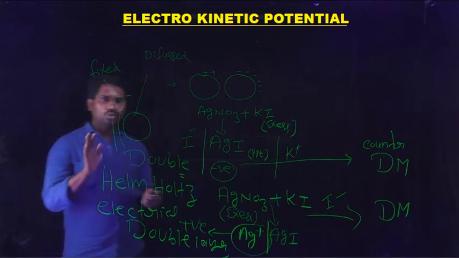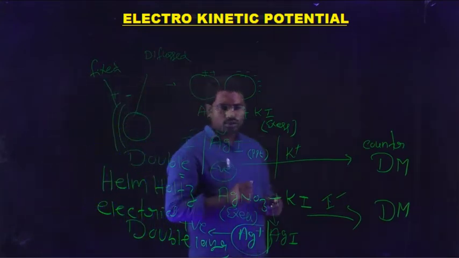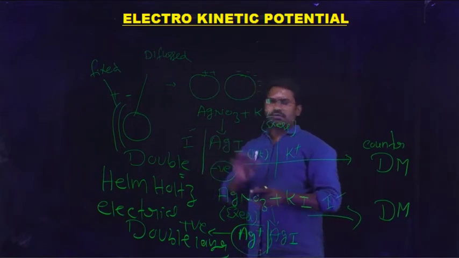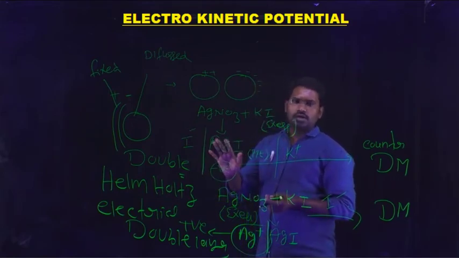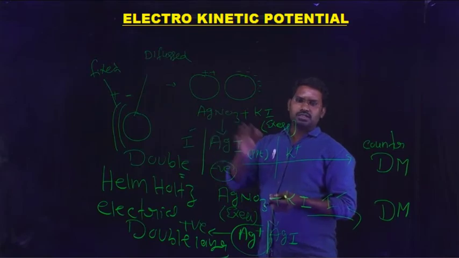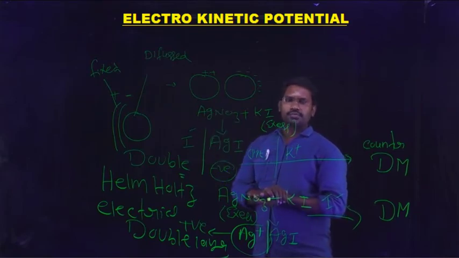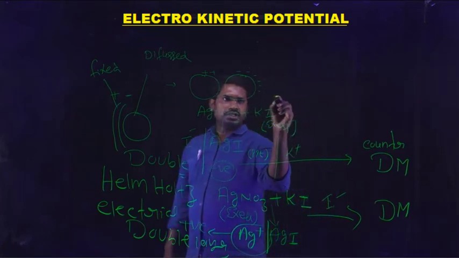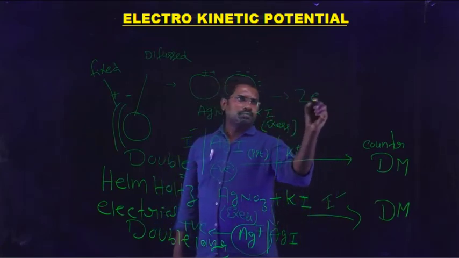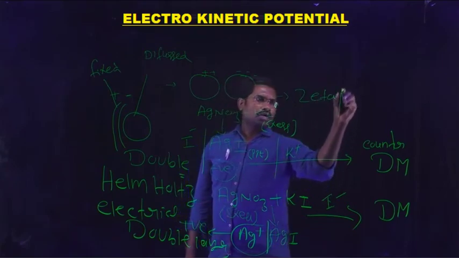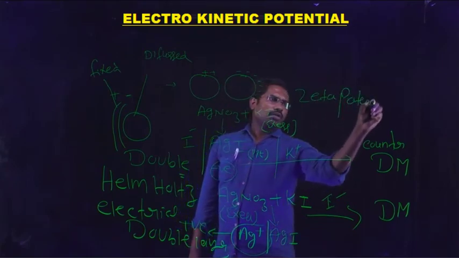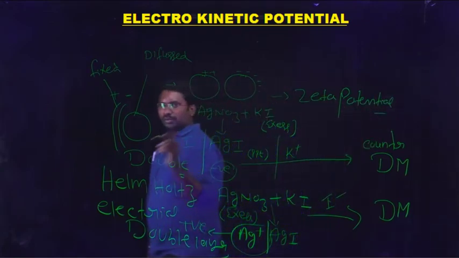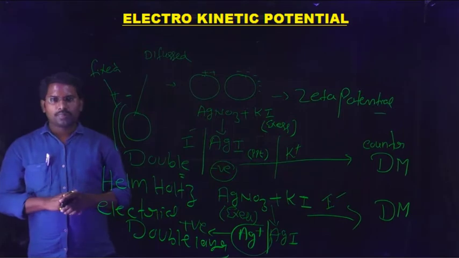Therefore, for the two layers of opposite charges surrounding a given colloidal particle, the potential difference that develops between the two opposite charged layers is known as the electrokinetic potential, or zeta potential. Another name for that is zeta potential. So this is the meaning of electrokinetic potential or zeta potential.